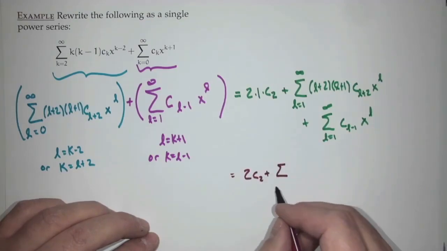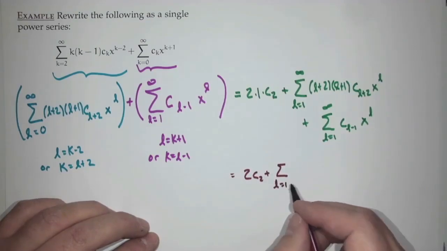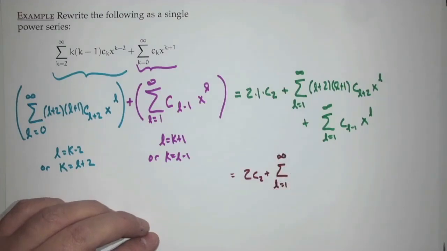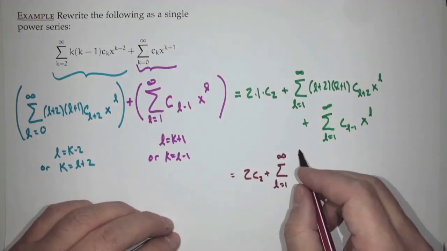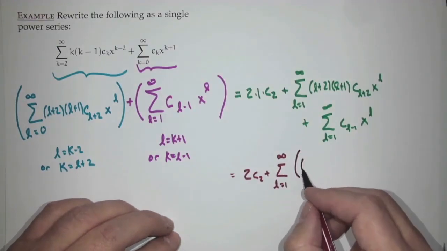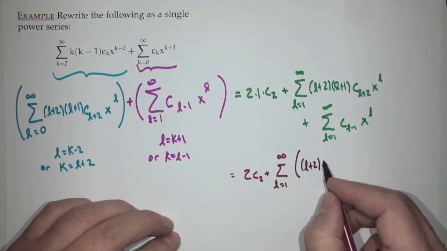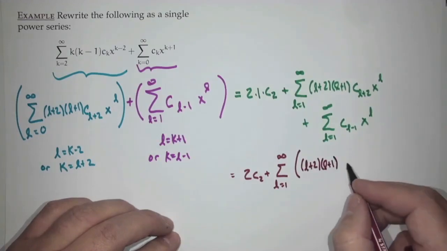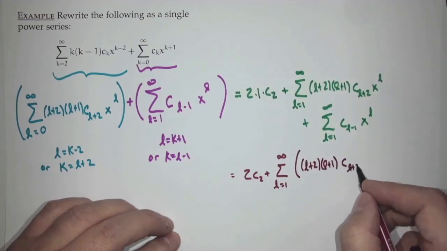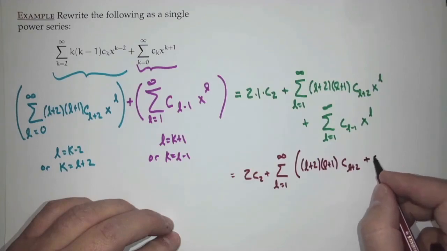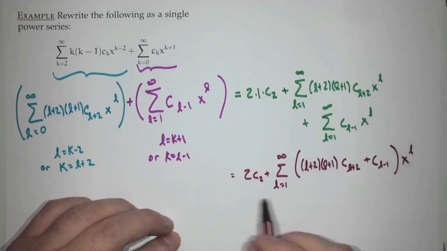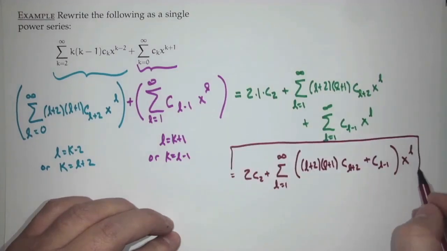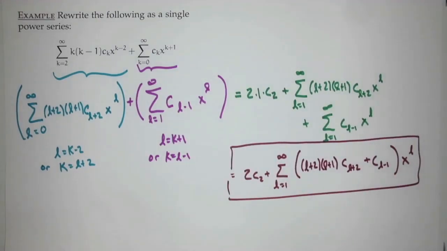Oftentimes, the start has a little bit of noise. That's not too surprising to us. And that won't bother us. Then we start the sum from 1 to infinity. And we just add the coefficients. So it's L plus 2 times L plus 1, C L plus 2, plus C L minus 1, x to the L. And there we go.